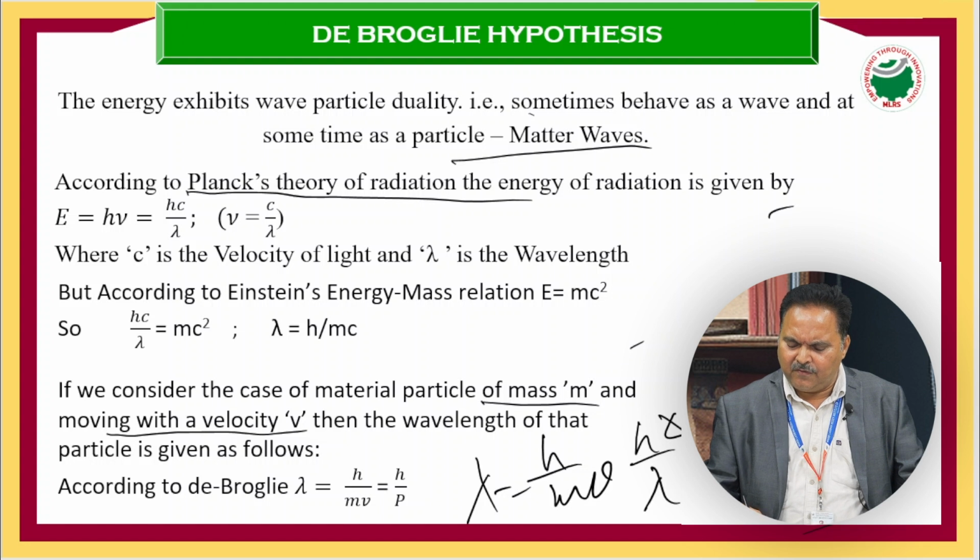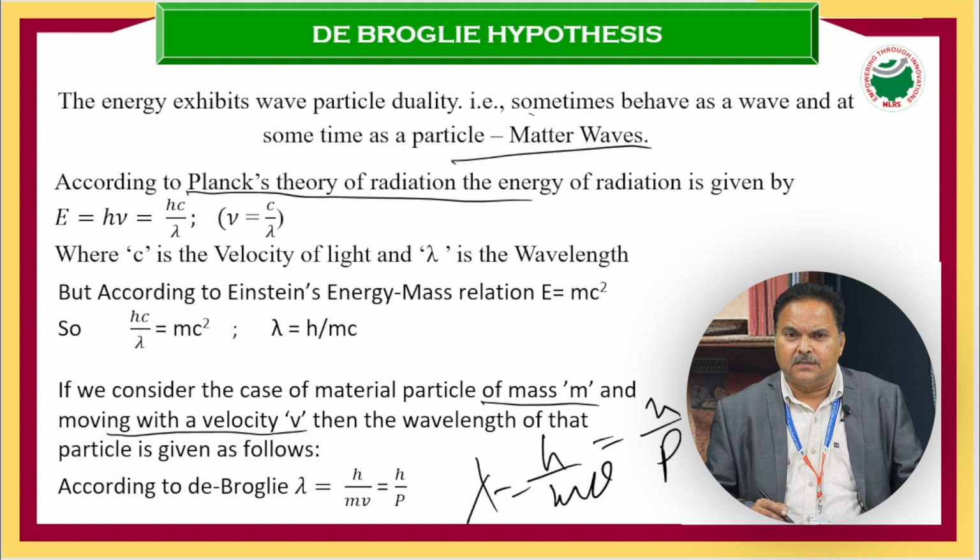So m into v we call as momentum. Then that equation becomes lambda is equal to h by p. That is also the de Broglie wavelength equation. Okay, so this is equation 1.